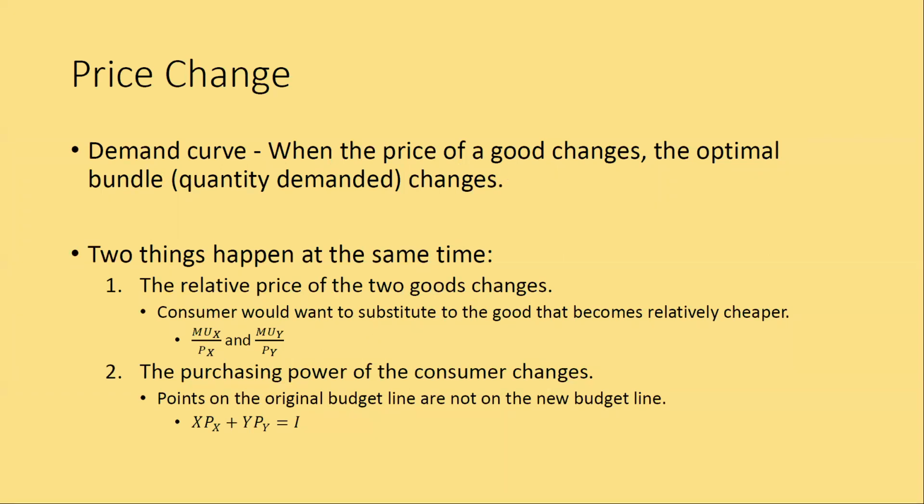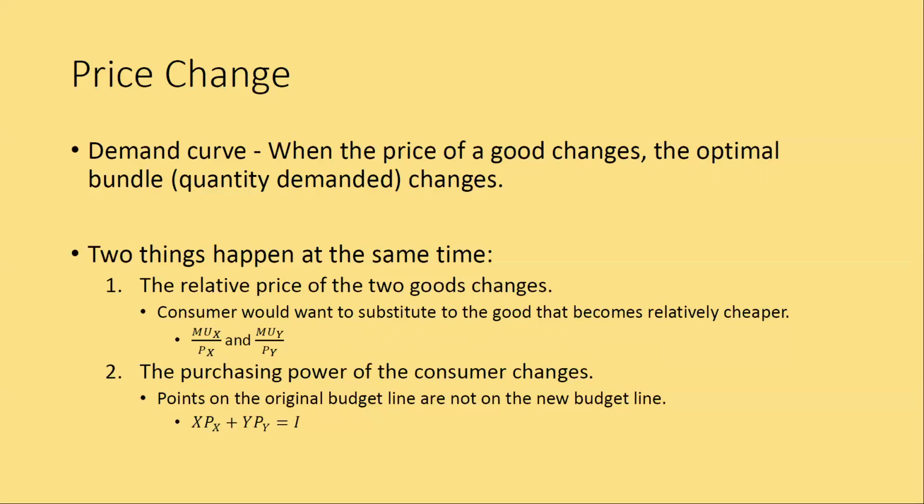So as I was saying, the demand curve describes what happens when the price of the good changes: what will be the quantity in the optimal bundle, that is, the quantity demanded that we learned in Econ 3, changes. So when the price of a good changes, there are two things happening at the same time. First of all, the relative price of the two goods changes. So imagine if the price of good X increases and the price of good Y does not change, then relatively speaking, good X becomes more expensive than good Y.